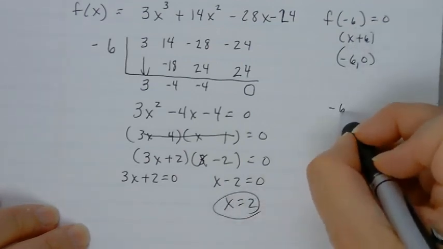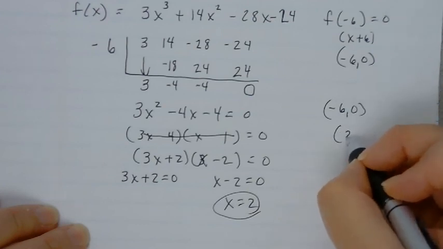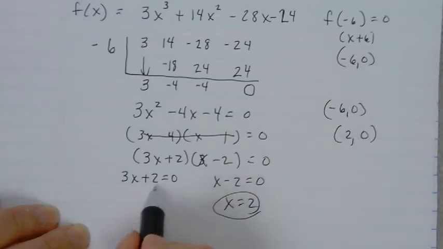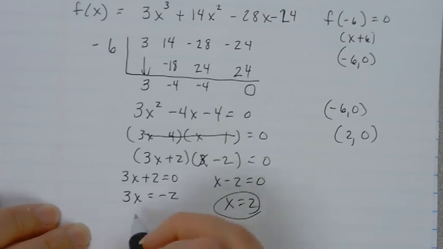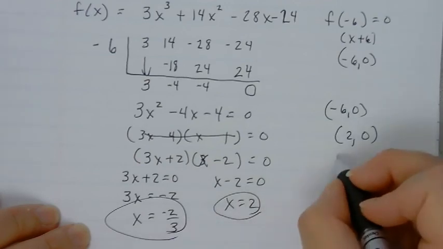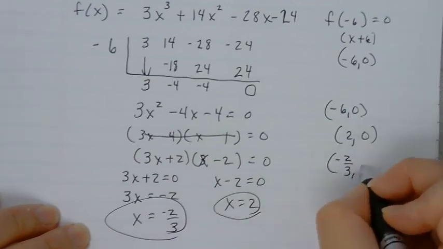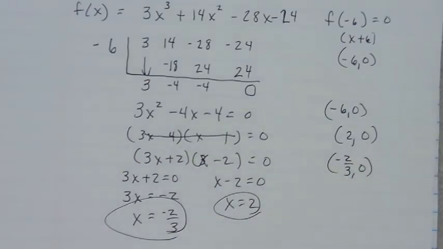So I have zeros at negative 6, 0, and 2, 0. The other place that it happens is where 3x equals negative 2. So x equals negative 2/3. So the other 0 would be negative 2/3, 0. Those are my 3 roots for my 3 x-intercepts.